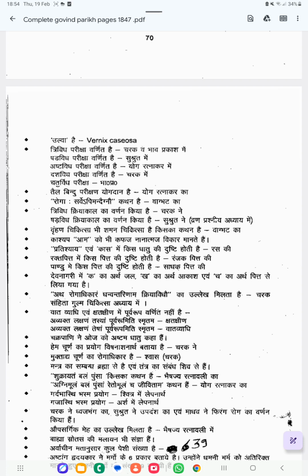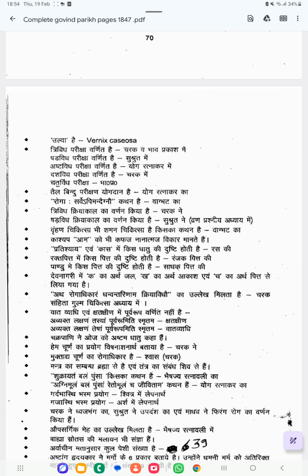Next one is Taila Bindu Pariksha. That is also told by Yoga Ratnakara. So Yoga Ratnakara has introduced Nadi Pariksha and Taila Bindu Pariksha. Taila Bindu Pariksha means we will be collecting the urine, and then in that urine we have to put a drop of oil. Then we observe how the oil spreads, in which direction it spreads, or if it attains a particular shape, and according to that we can determine the sadhya-asadhyata of the condition.